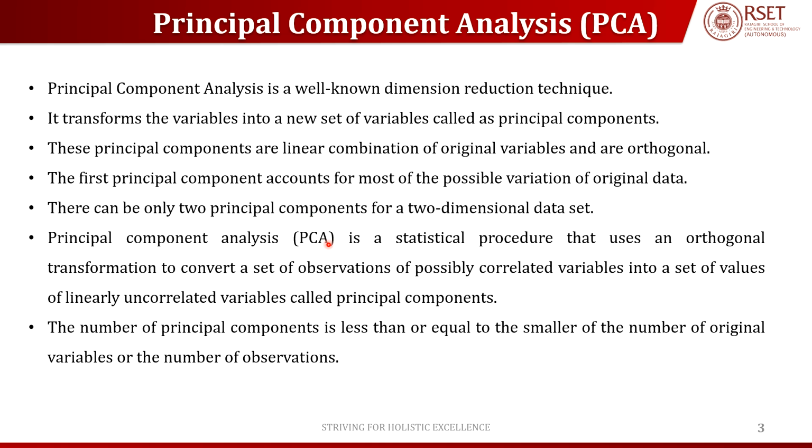And the first principal component is the most important one. It accounts for most of the possible variation of the original data. So crucially, the number of principal components we end up with is less than or equal to the smaller of the number of original variables or the number of observations.